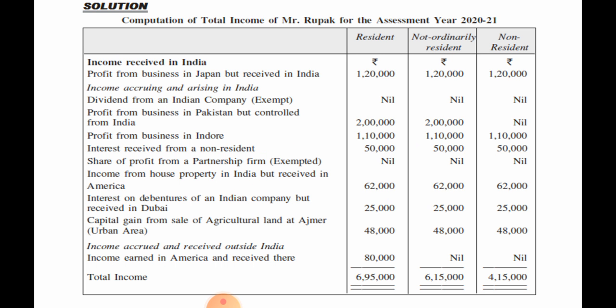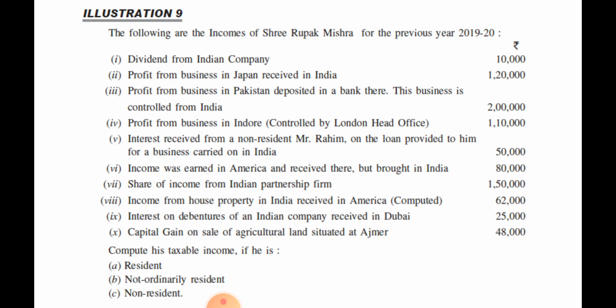Income from house property in India but received in America, amount is 62,000 and we have written this amount for all the three assessees. Clear? Simply assessing this income as an Indian income, this is why it is taxable for all assessees.